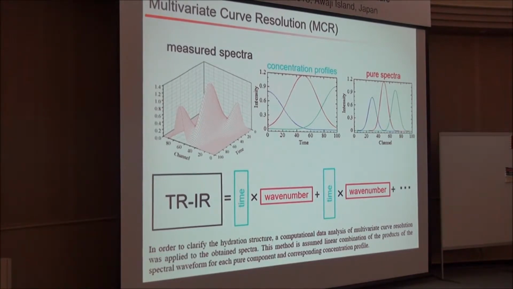In order to clarify the hydration structure, a computational data analysis of multivariate curve resolution was applied to the obtained spectra. This method assumes a linear combination of the products of the spectral waveform for each pure component and the corresponding concentration profile.